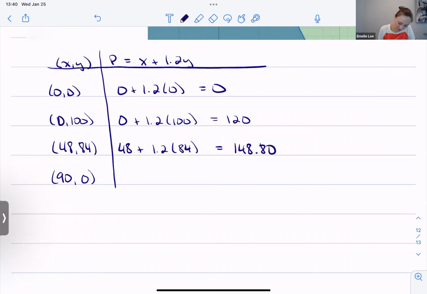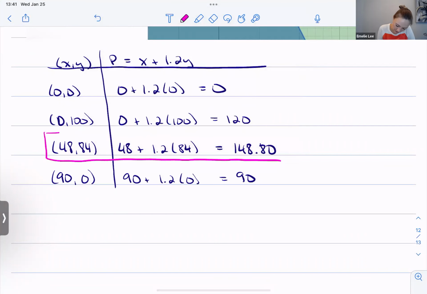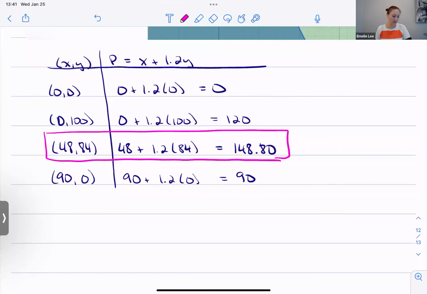Let's try 90, 0. And so let's see here. x is 90 plus 1.2 times 0. It's a profit of 90. Not good, not great, right? Not even the best, or not even the second best. So here, this is the one I want. So the profit is maximized at x equals 48 and y is 84, and the maximized profit is 148.80.